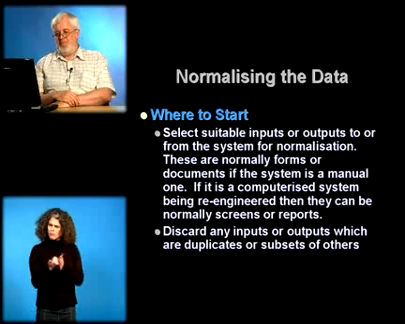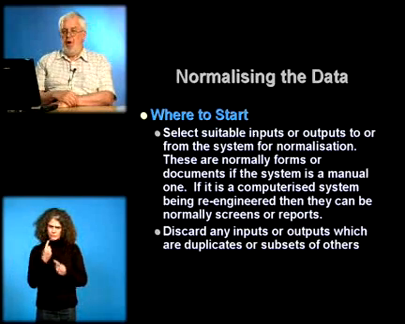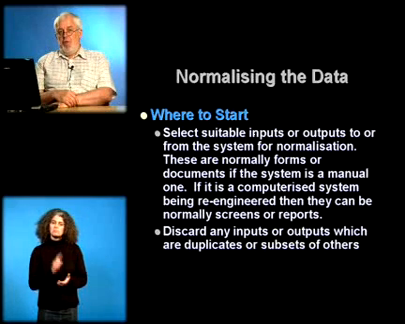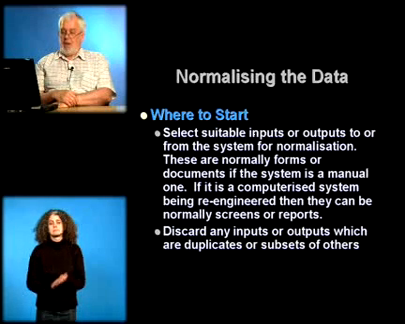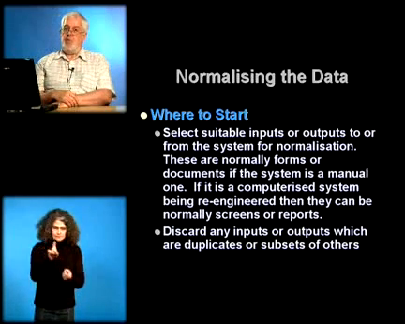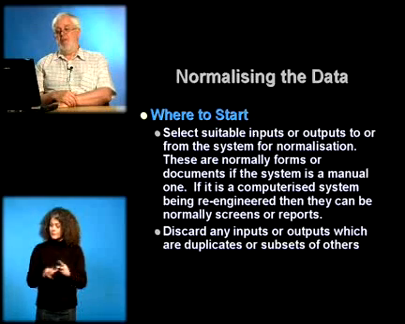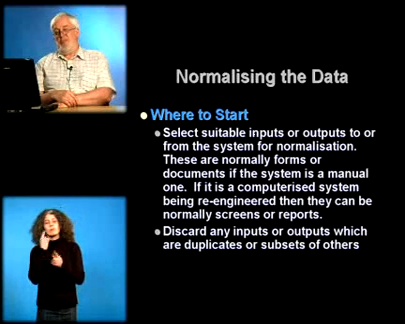So where do we start? Well, we've got to select suitable inputs or outputs to or from the system for normalisation. These are normally forms or documents if the system is a manual one, which you have got from the interviews with the key members of staff. If it's a computerised system being re-engineered, then there can be normally screens or reports.